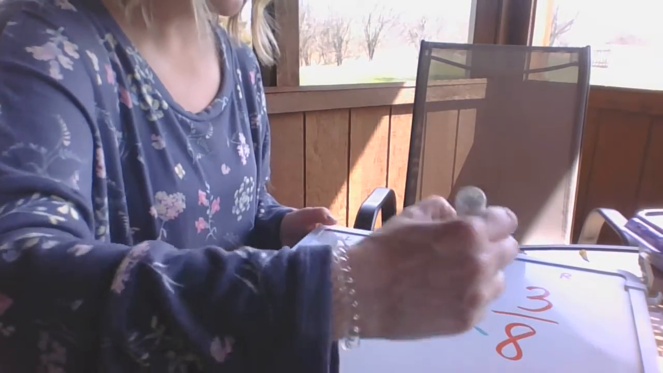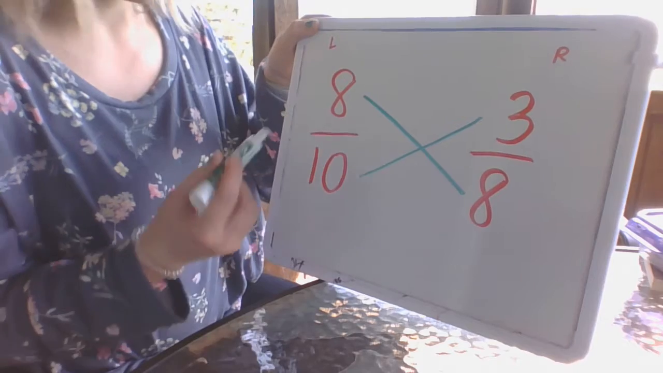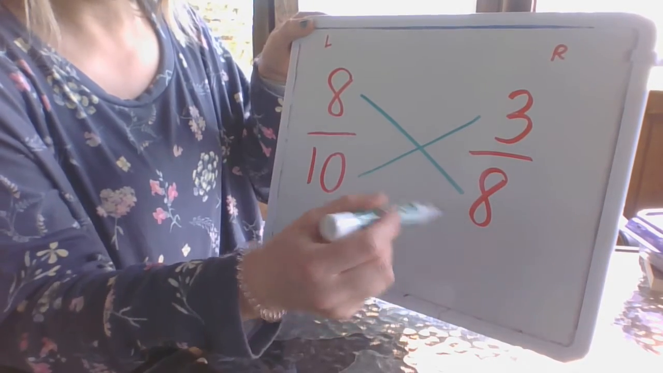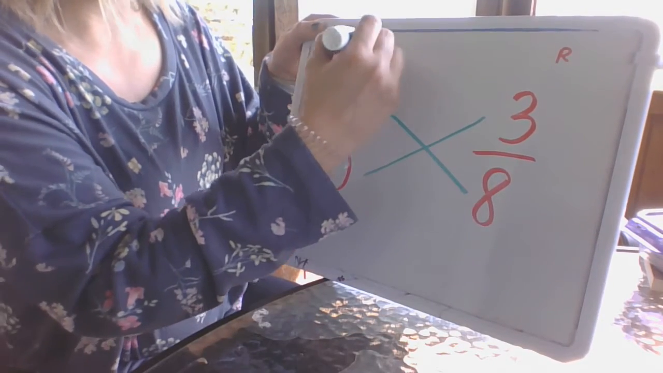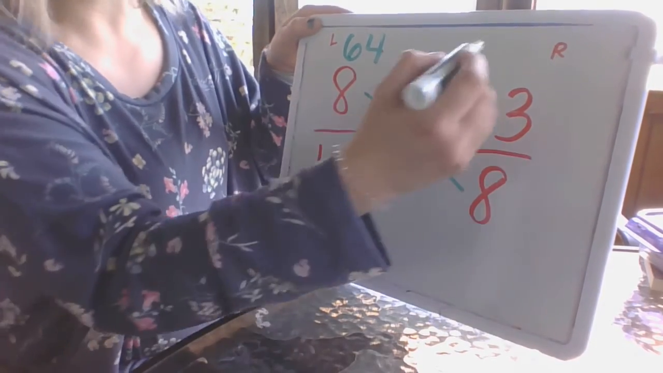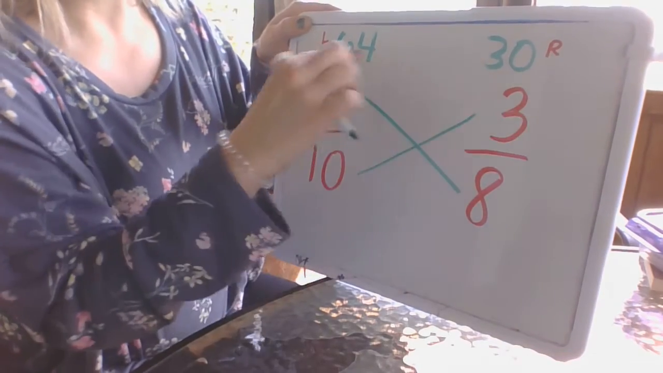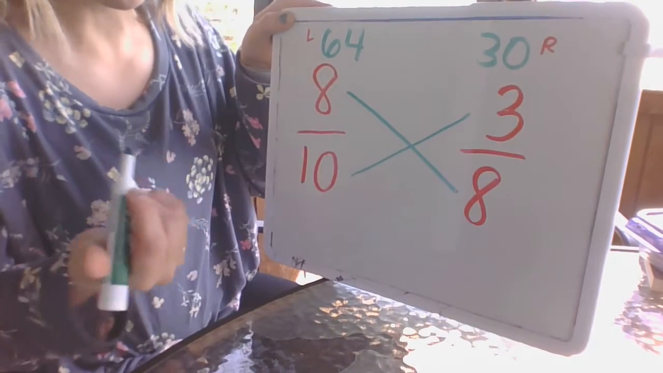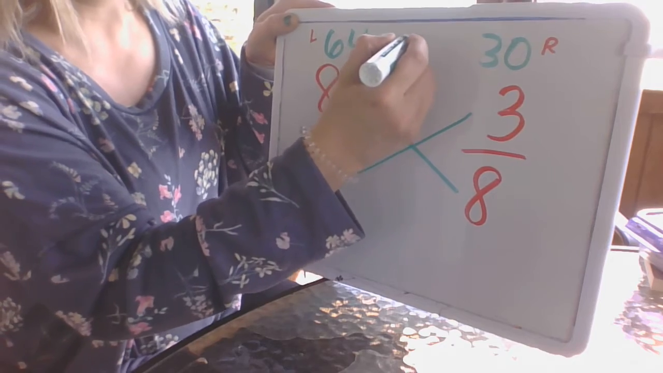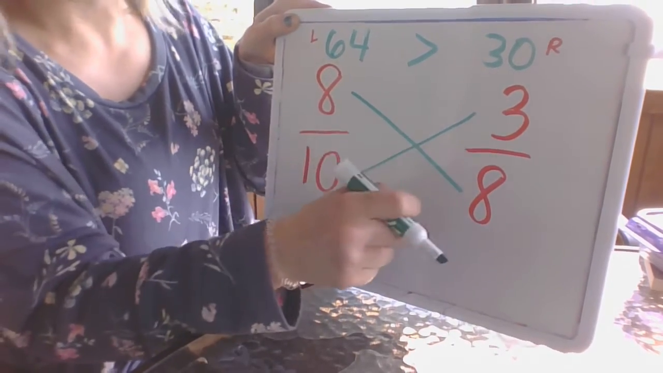You're going to multiply the numbers diagonally. So I'm going to do 8 times 8, which I know is 64. So I'm going to put that over here. Then I'm going to multiply 3 times 10. 3 times 10 is 30. Now I'm going to look at these numbers, these products, and decide which one is bigger. I know that 64 is greater. So that means 8/10 is greater than 3/8.